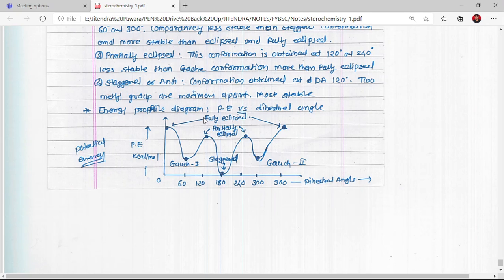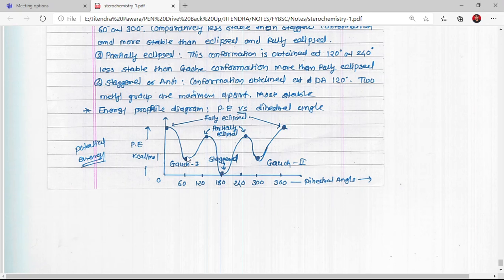The molecule which has higher energy is less stable, while the molecule which has less energy is more stable. So the staggered conformation, also called antiperiplanar, is a lower energy conformation because both bulky groups, CH3 and CH3, are maximum away from each other. In this antiperiplanar conformation there is no CH3-CH3 or H-H interaction involved. That's why it's the most stable conformation.